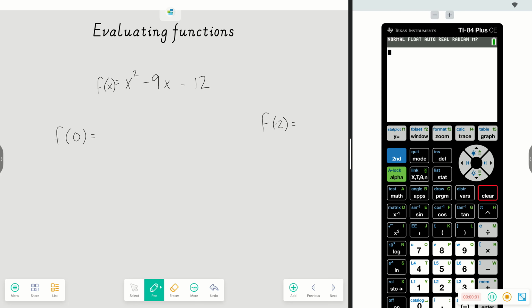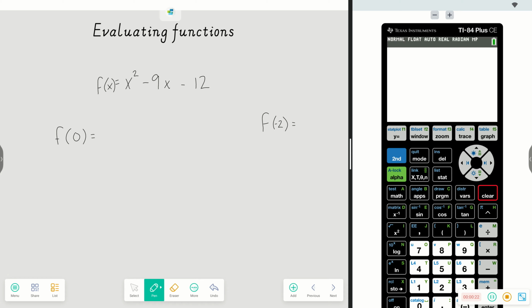Alrighty, let's go ahead and evaluate some functions. To evaluate means that we are going to substitute that number into this function, and then we're going to see what the outcome is. So we're going to be given an x value, an input value, and we're going to get out an output value or a y value, or f of x is the same thing as y.